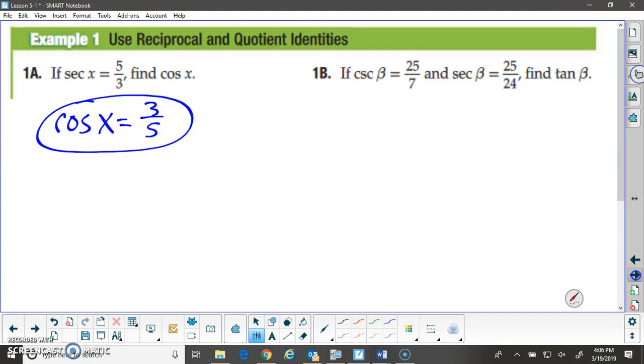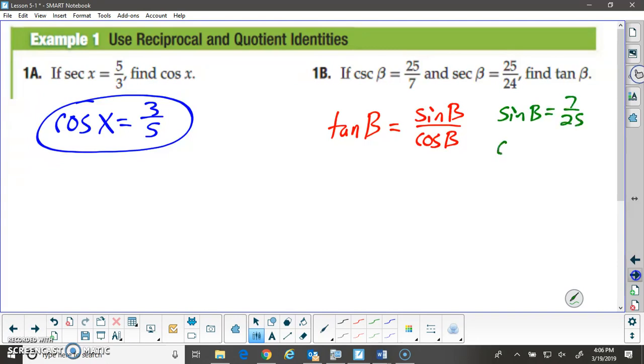Well, from the quotient identities, we know that the tangent of beta is equal to the sine of beta divided by the cosine of beta. And from the given information, we know that the sine of beta would have to be equal to 7/25. The cosine of beta would have to be equal to 24/25. And so if I put those values in, we should be able to get the tangent.